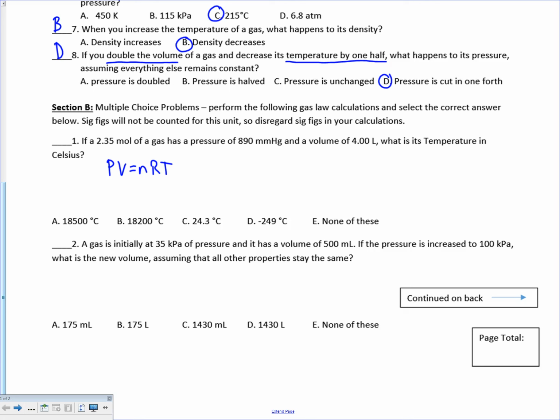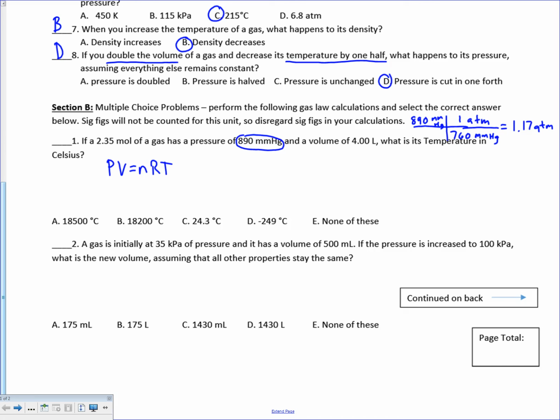We start here with 890 millimeters of mercury. Okay, and then if you look up at the top of this page, there's a conversion factor. It says 760 millimeters of mercury equals 1 ATM. And if that's the case, then we're going to get 1.17 ATM out of that. Okay, and now we can plug that into the PV equals nRT equation.